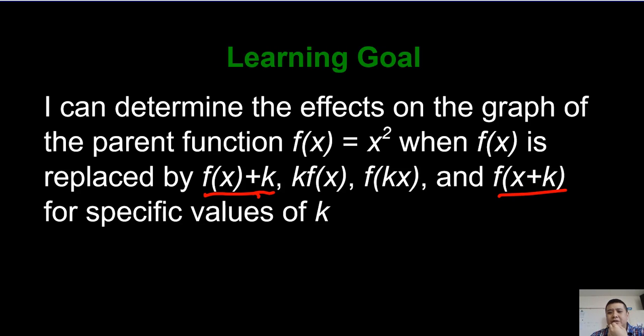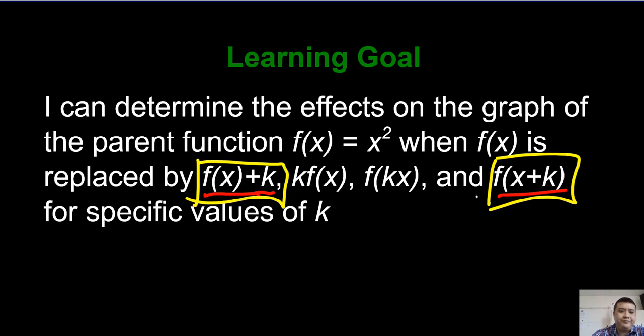Today's learning goal is we will determine the effects on the graph of a parent function f of x equals x squared when f of x is replaced by f of x plus k, k times f of x, f of k times x, and f of x plus k for specific values of k. Specifically, we're going to be talking about the addition and subtraction of k. So we're going to be talking about this one and this one.